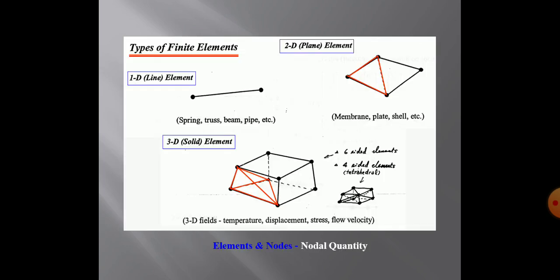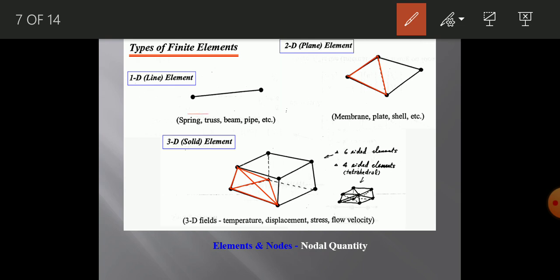Then next are the types of element. Basically there are three types of element: 1D element, 2D element and 3D element. Under 1D elements there are spring, truss, beam, pipe. Then under 2D elements there are membrane, plate, shell. Under 3D elements there are field problems, that is for temperature, displacement, stress, flow velocity. These are the 3D element problems.